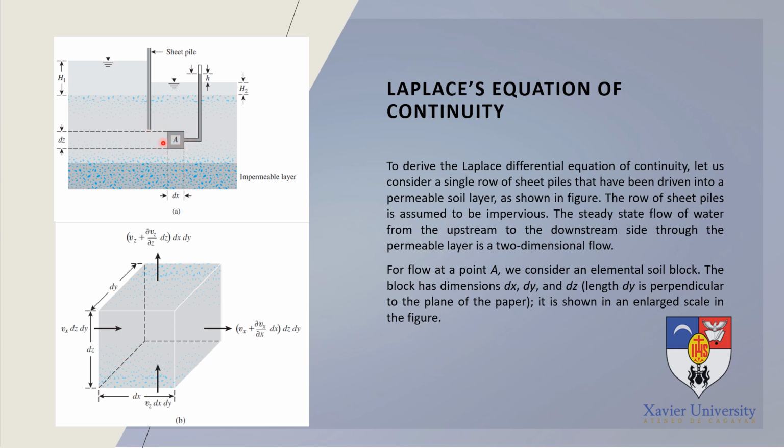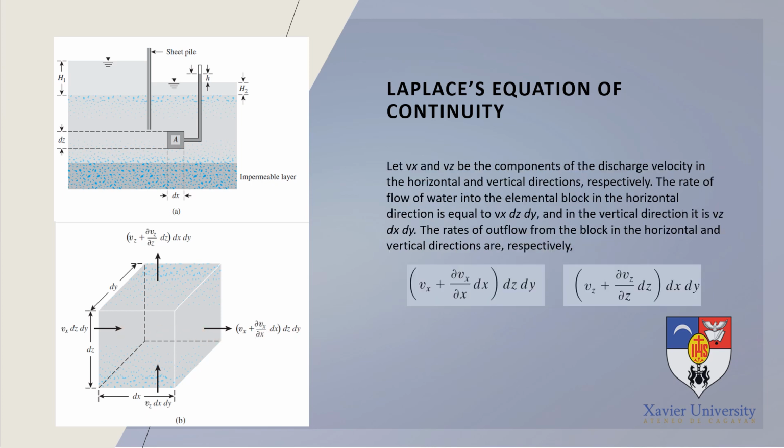If we enlarge this part here, this point A, it is going to look like this. This is a part of the permeable soil layer, and this is going to be the movement of our water through this block, or through this point, in the permeable soil layer. Let Vx and Vz be the components of the discharge velocity in the horizontal and vertical directions, respectively. The rate of flow of water into the elemental block in the horizontal direction is Vx dz dy.